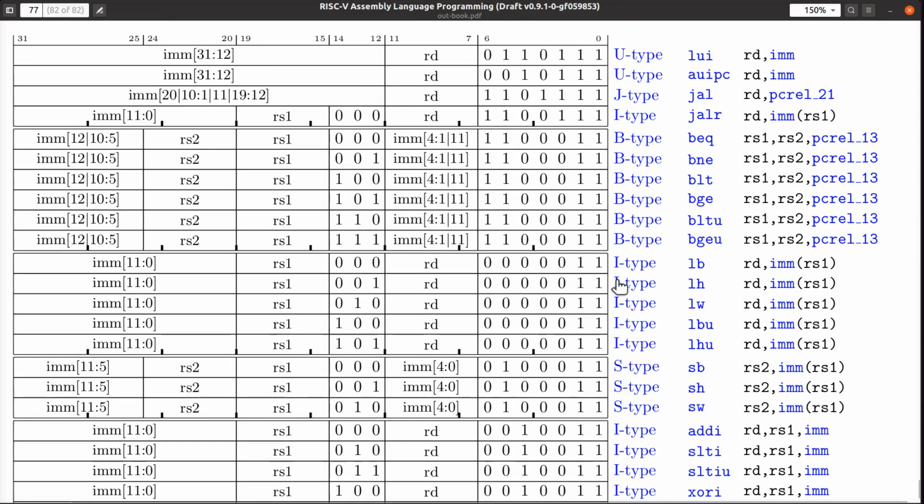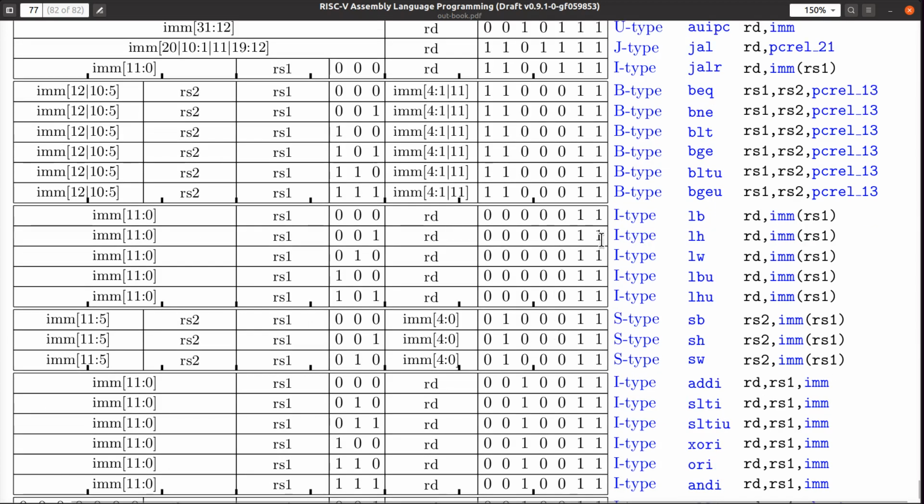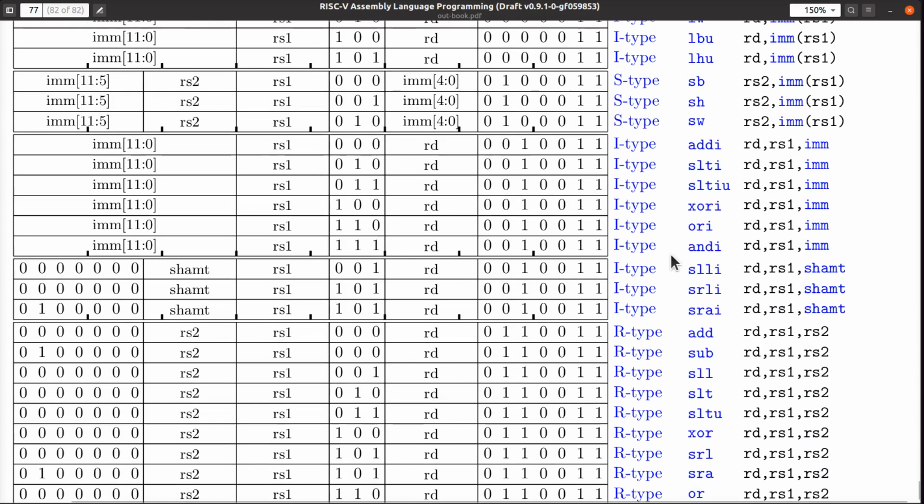Look, all the I-types have the same exact fields in the same order in the same places, all right? So you have the various loads. These are load instructions that load values out of memory and into registers. They're all I-type instructions. Why? Because they require a destination register and a source register and an immediate value. Okay, there's also I-types down here that have to do with ALU operations. They too have a destination, source register, and an immediate value.